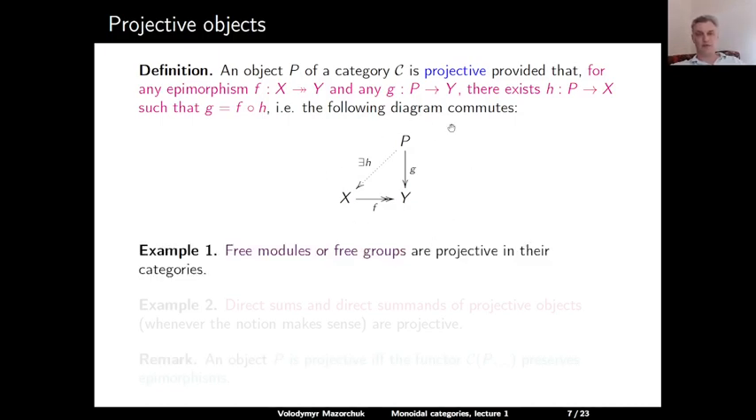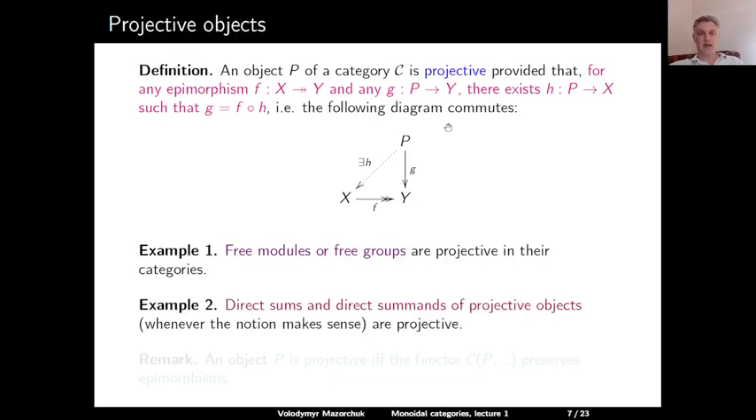A typical example of a projective object is a free object. So, for example, free modules are projective, or free groups are projective in the corresponding categories. Another example: direct sums and direct summands of projective objects are obviously projective. And the usual characterization of a projective object: an object P is projective if and only if the functor of homming from this object preserves epimorphisms.